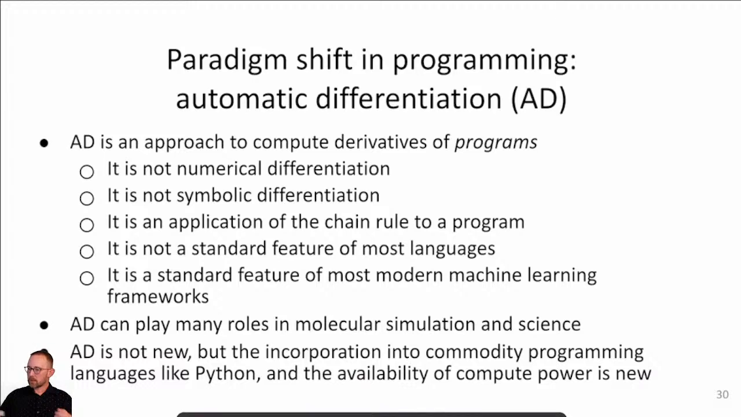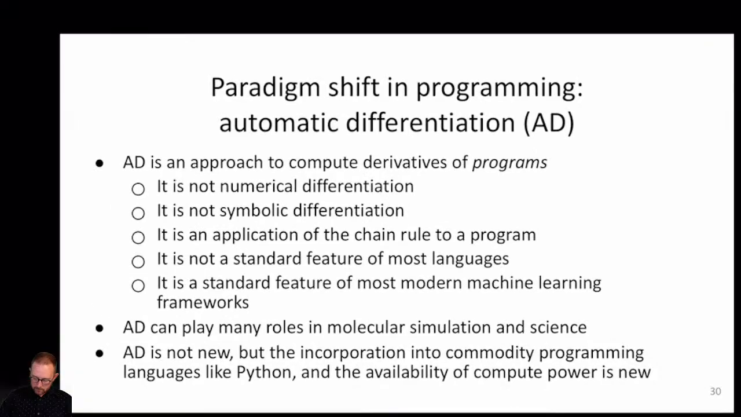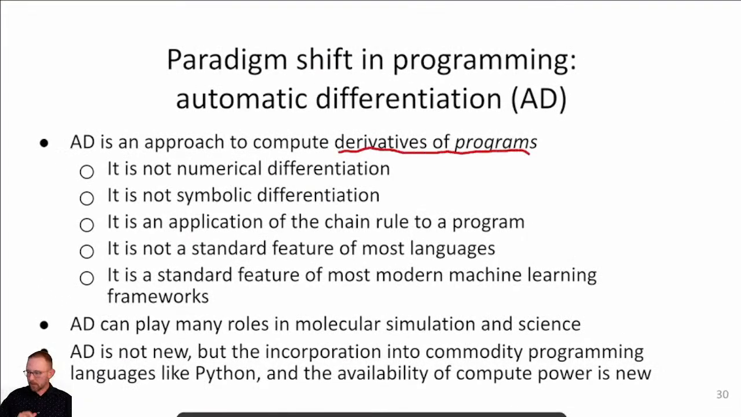So what is automatic differentiation? It is a way to compute derivatives of programs. So it's not numerical differentiation, and it's not symbolic differentiation. The first one is where you try to approximate your derivative by f of x plus delta h minus f of x, divided by delta h, in the limit of delta h going to 0. That's a pain, doesn't work in high dimensions, and is not very stable as delta h goes to 0.